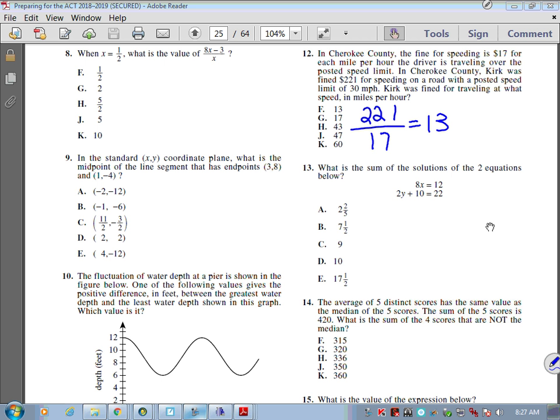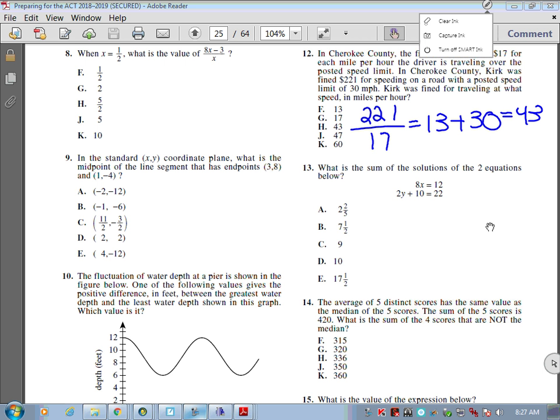Well, clearly he's not driving 13 miles per hour, so what do I need to do with 13? Add it to 30, because he's going 13 miles per hour over 30. So he was traveling 43 miles per hour in a 30 mile per hour zone. Okay, and that's what's getting me H. Okay?